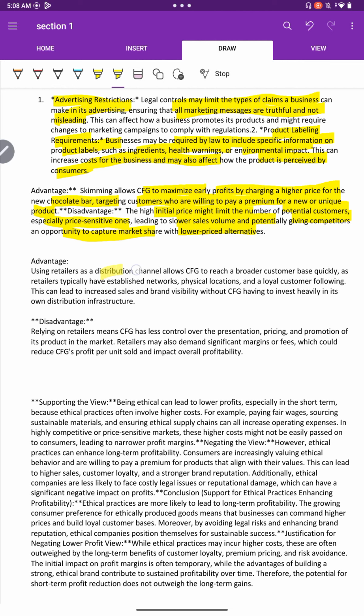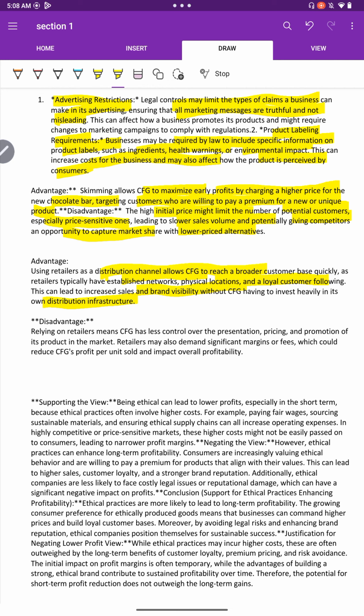Using a retailer as a distribution channel allows CFG to reach a broader customer base quickly, as retailers typically have established networks, physical locations, and loyal customers. This can lead to increased sales and brand visibility without CFG having to invest heavily in its own distribution infrastructure.